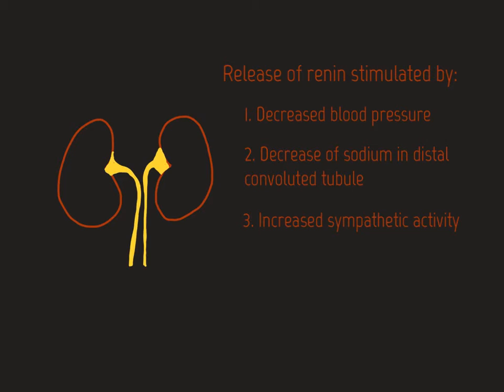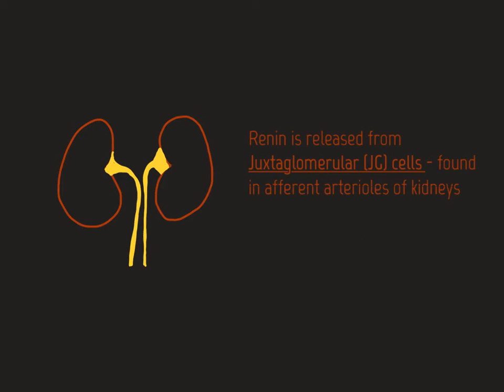But where does renin get released from? Renin gets released from the juxtaglomerular cells of the afferent arterioles, which are found within the kidneys. These afferent arterioles feed into the glomerulus, which is the functional unit of the kidney. Together, the afferent arterioles and the distal convoluted tubules form what is called the juxtaglomerular apparatus. This is something that I will talk more in detail about in a later video.